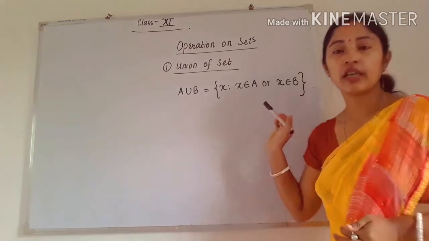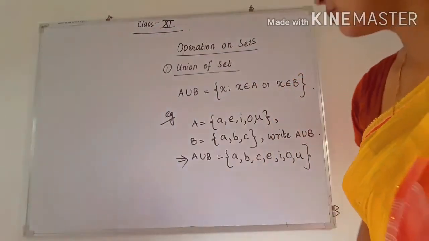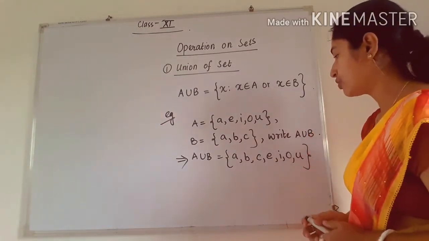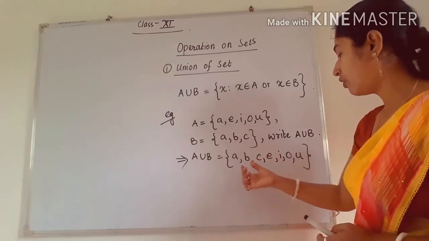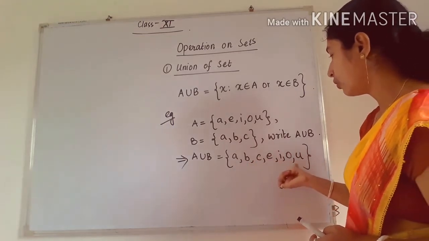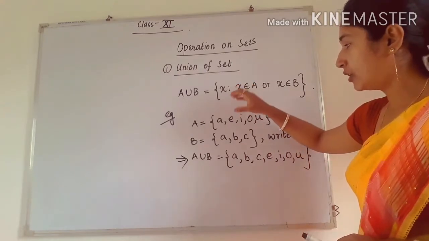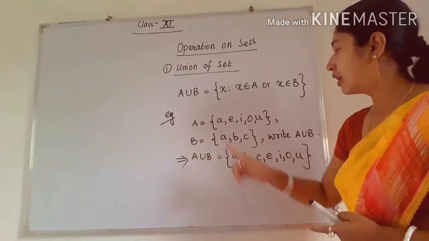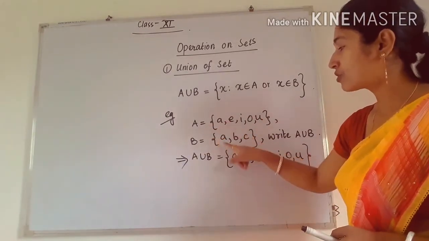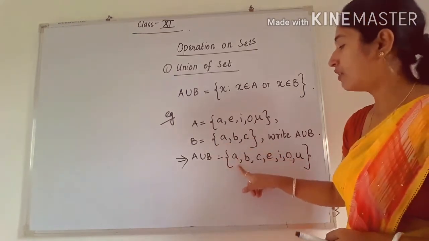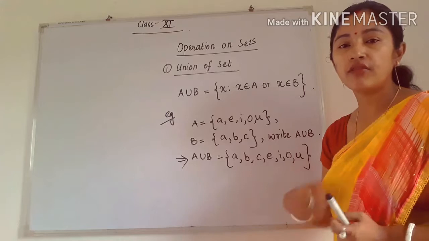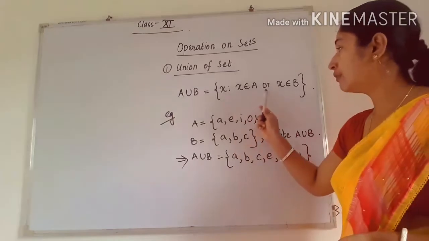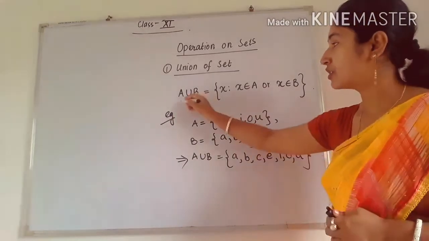So I am giving one example. Set A consists of a, e, i, o, u elements and set B consists of a, b, c elements. You have to write A union B. So the value of A union B will be a, b, c, e, i, o, u. That means elements in either A or B. One important thing is that the element a comes inside A and also inside B, but we have to write only one a in A union B, because the definition of union suggests that the element should be present in A or in B. So remember this definition, this is important.